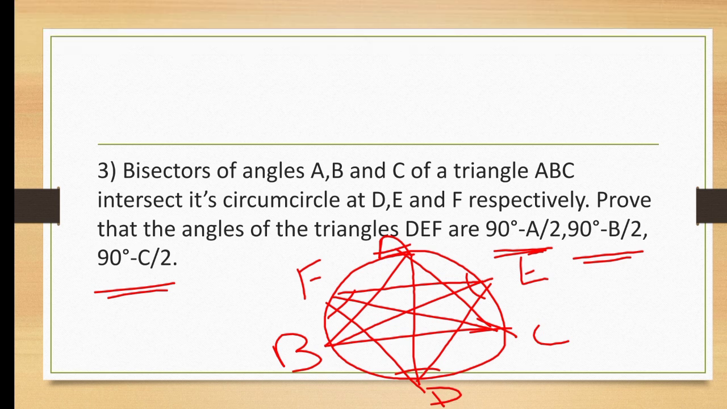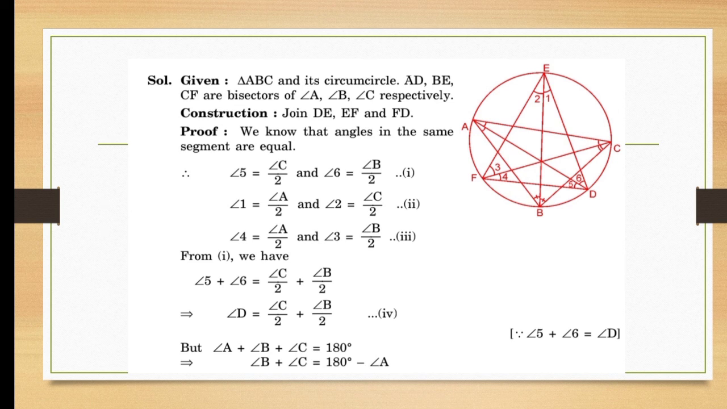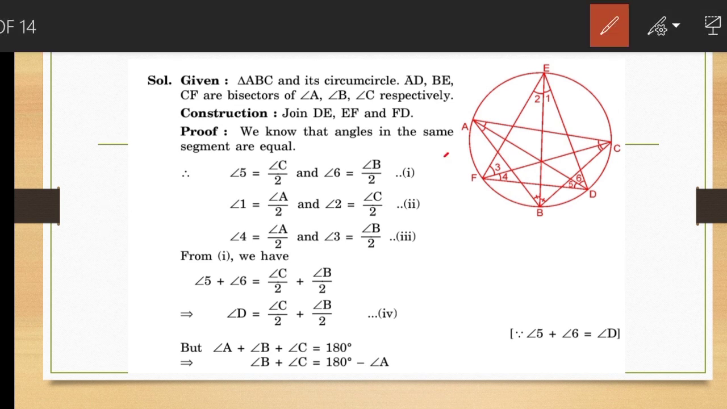So the diagram will be like this. Here A is over here, B is here and C is here. The line that bisects angle A meets the circle at D, the line which bisects angle B at E, and the line which bisects angle C at F. I have already shown you the triangle ABC and how it forms the triangle DEF. We have to join the lines DE, EF and FD. This is our construction part.